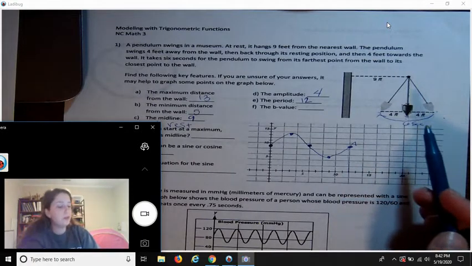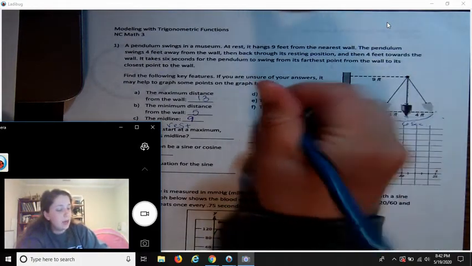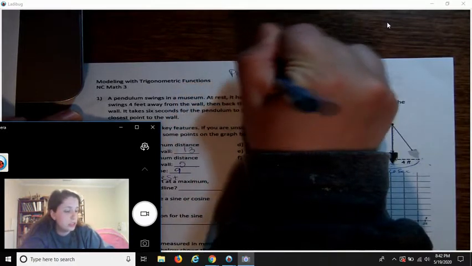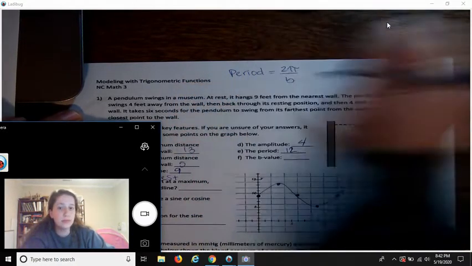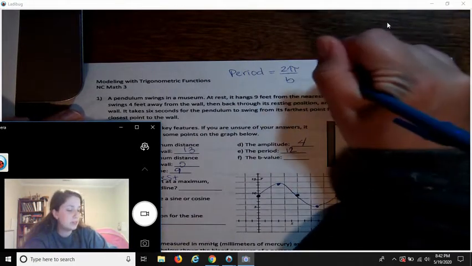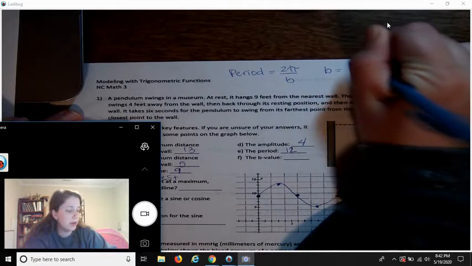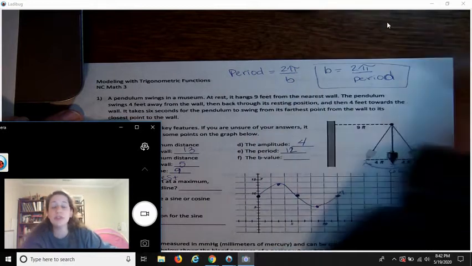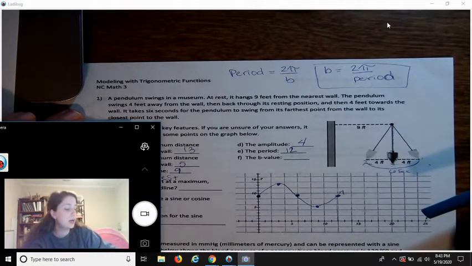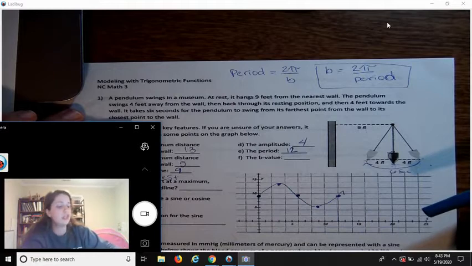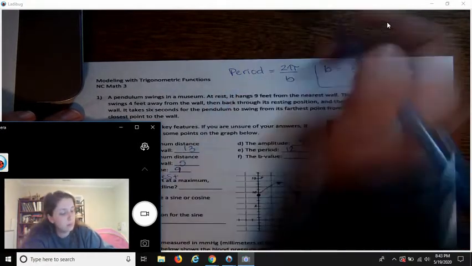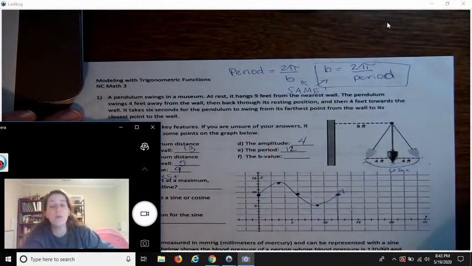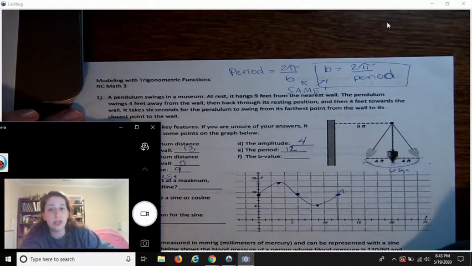Now the B value, remember, we find there. I'm going to actually write this at the top. Our period is equal to 2 pi over our B value. We can rewrite this as B is equal to 2 pi over my period. And this equation is going to be easier to use when you're solving for your B value. So we're going to use that for part F, but these two equations are the same. And you can use either one depending on what information you're looking for and what information you're given.